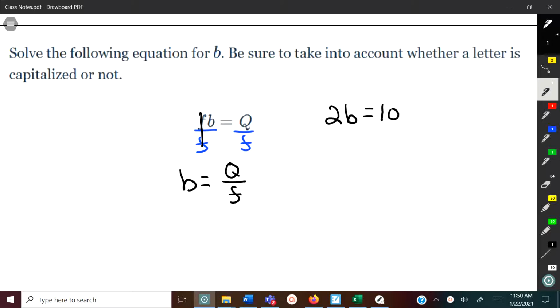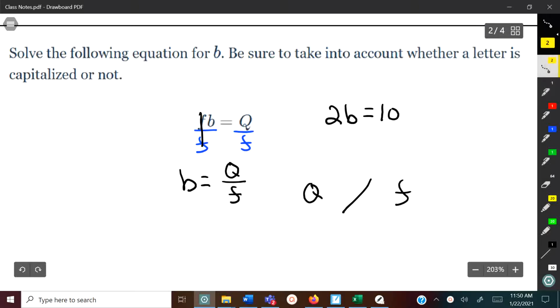In order to get this divide sign, you could type divide from the keys there on Delta Math, or you could use the slash on your keyboard to get the division. So you could type Q divided by F to get this to look like that.